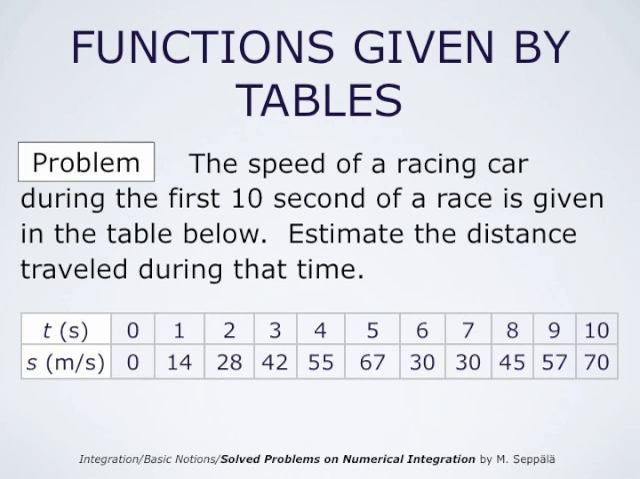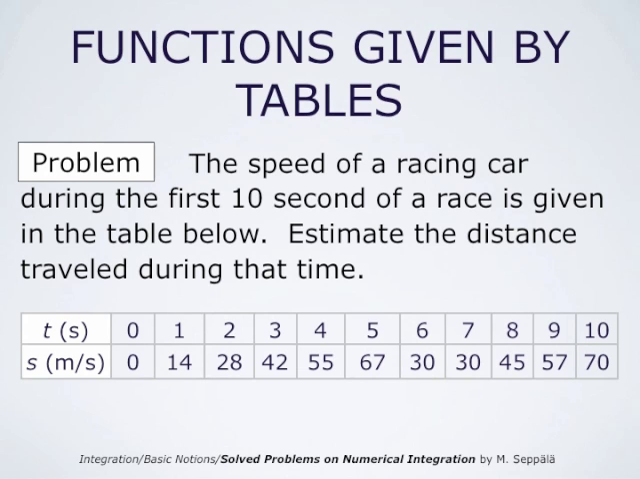The speed of a racing car during the first 10 seconds of a race is given in the table below. Our task is to estimate the distance traveled during that time. Time is measured in seconds from the start of the race, and the speed is measured in meters per second. So at the start of the race, time is 0, speed is 0. After 1 second, speed is 14 meters per second, and so forth.